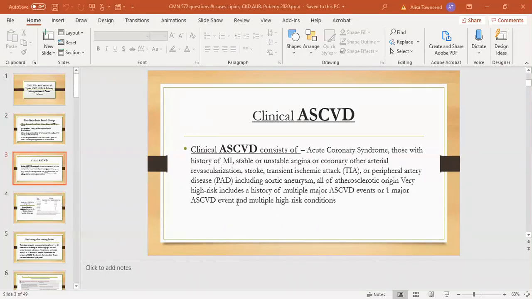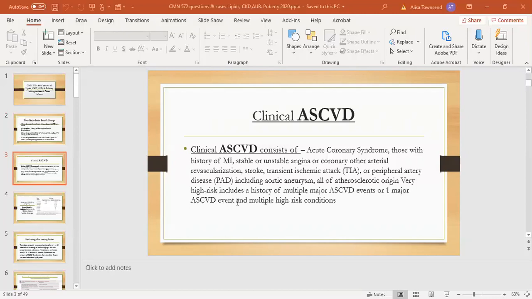We've got to know exactly what ASCVD is. And most of us go, well, duh, we know what that is. Well, when you're thinking about that, think about somebody with acute coronary syndrome. We know obviously somebody who's had an MI, angina, if they've had any kind of CABG, if they've had stents, if they've got an aortic aneurysm, PAD, if they have TIAs, any of that. I mean, they meet the criteria.